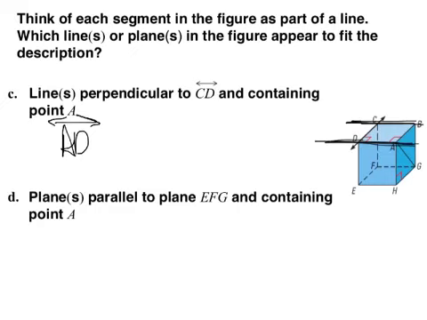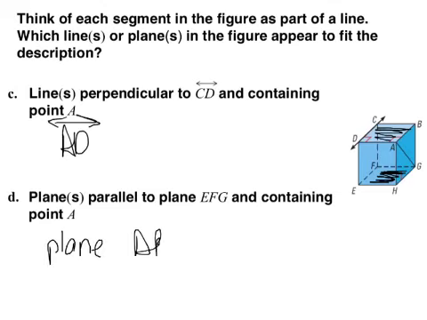Planes parallel to plane EFG and containing point A. Plane EFG is down here. I need a plane parallel to EFG and containing point A. Looks like this plane up here. So I'm going to say plane ABC. And you can name that with any 3 points up there. Okay? Any 3 points you want.